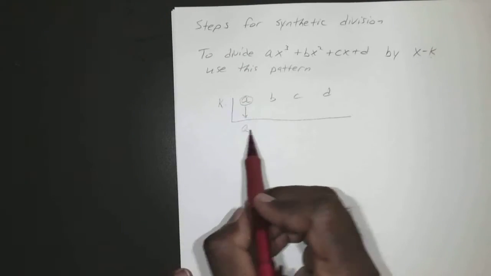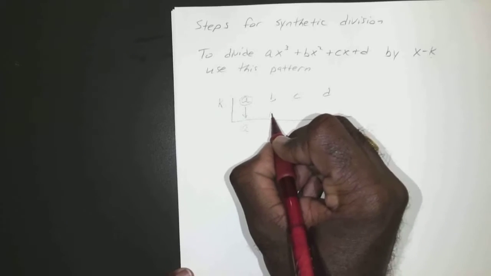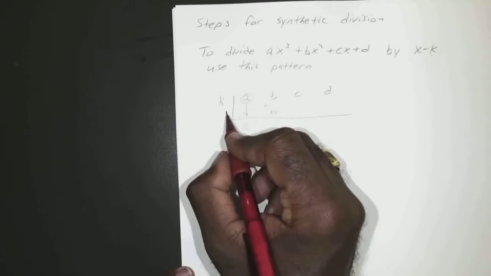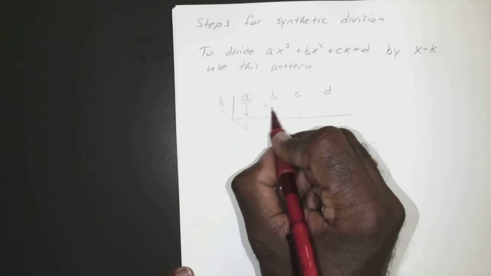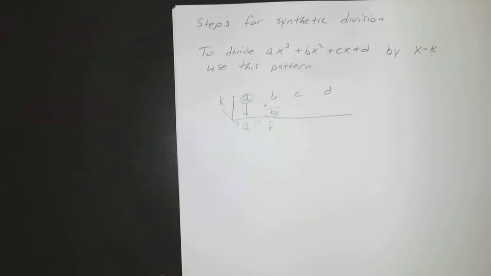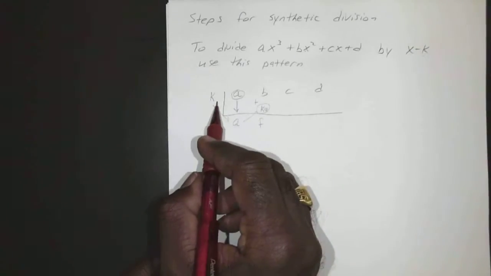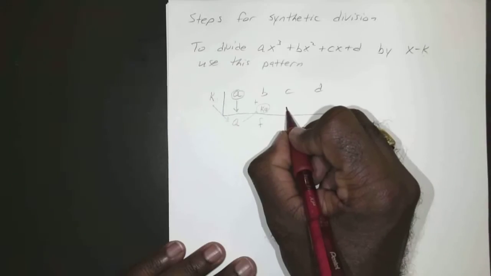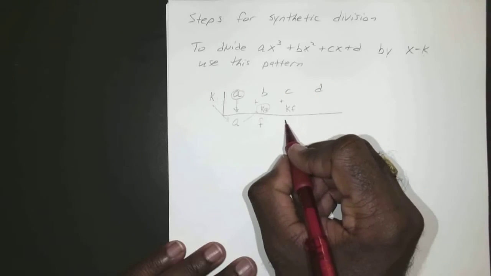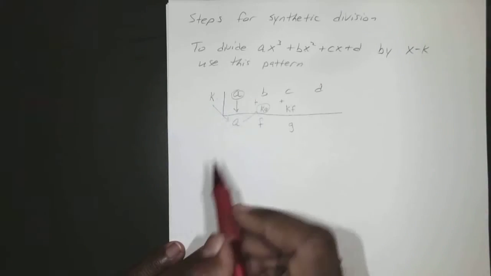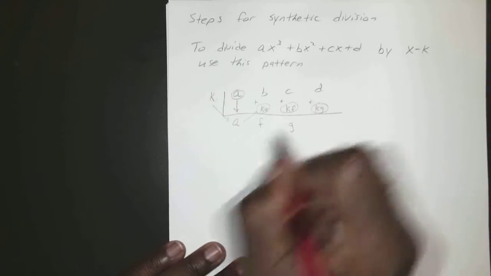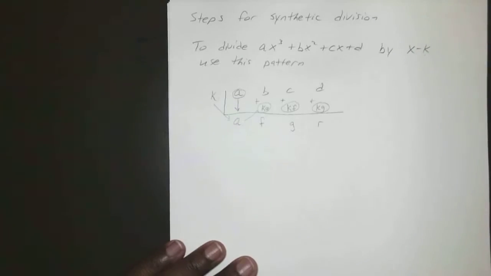And then you're going to multiply these two together. So you have k times a, and you're going to put it right here. And you're going to add these two together. So you multiply these two, that goes here, and you add. Okay, so let's say you add these together and you get some value of f. Okay, now you multiply k times f. You add them together, and let's say you get some value of g. Now you multiply k times g. You add them together, and whatever value you get here, that's your remainder.